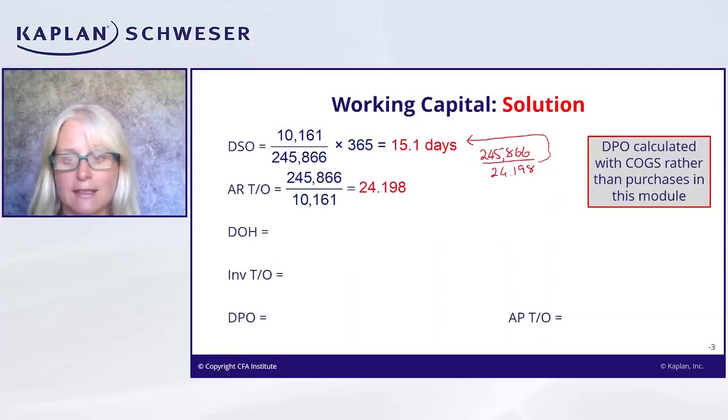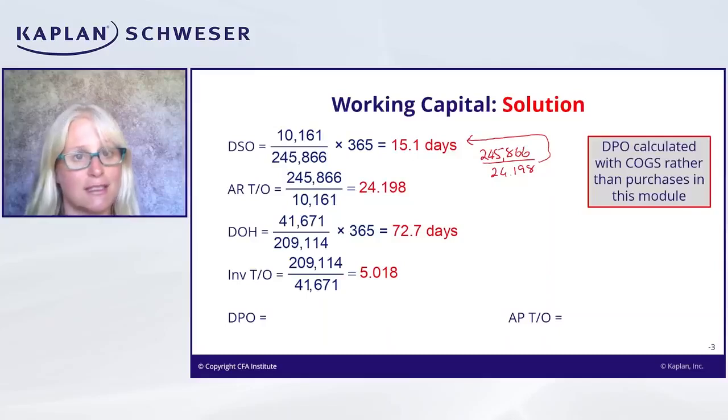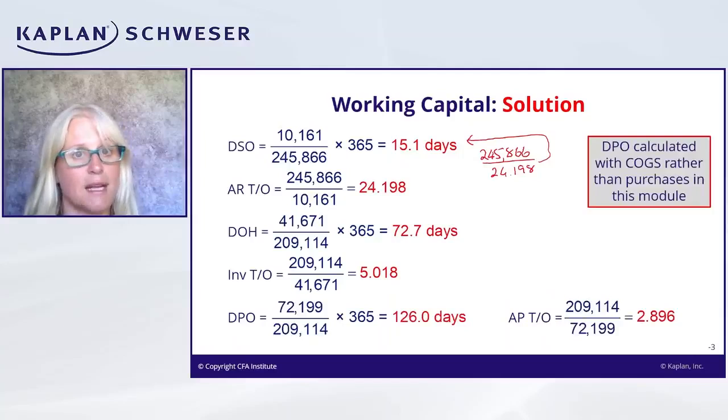Days inventory on hand comes to just under 73. That's quite a long time, isn't it? So on average, we're waiting 15 days-ish to receive the money in. We've got inventory worth 73 days worth of sales, and purchases, how long we take to pay our suppliers, 126 days. And of course, you've got the equivalent turnover figures in there as well.